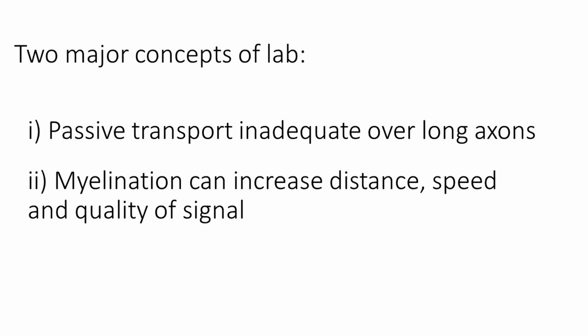This lab is intended to emphasize two principles. 1. Active transport through the axon membrane via voltage-gated ion channels powered with ATP is necessary to boost nerve signals over distances of more than a few millimeters. Passive transport is inadequate for longer axons. 2. Myelination of axons, wrapping in heavy insulation material, can increase the distance and speed and preserve the quality of nerve signals in many axons.